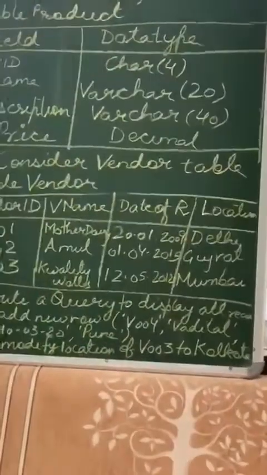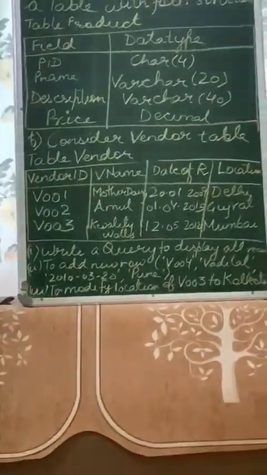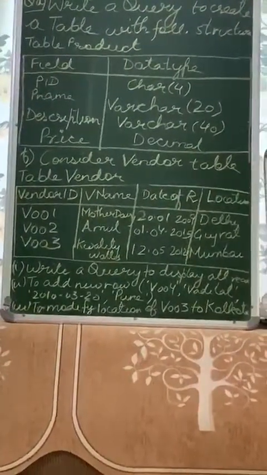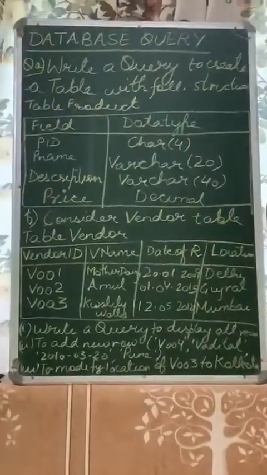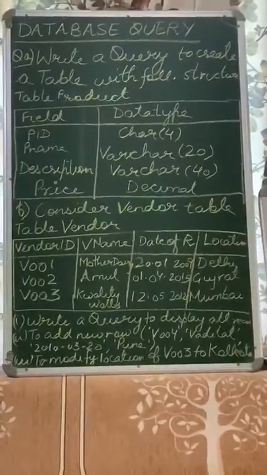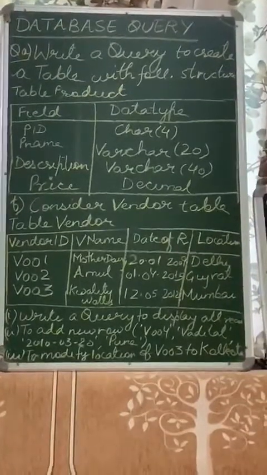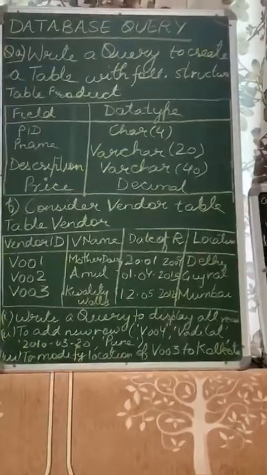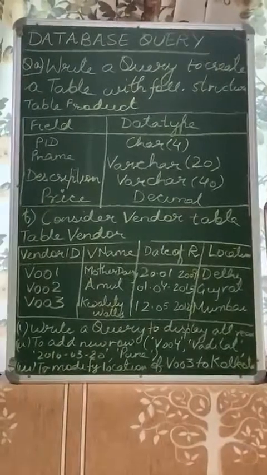Now the B part of the same question says, now consider the vendor table. Now the table vendor has the following fields. The name of the table is vendor, V is capital, and it has the following fields: vendor ID, then V name, date of registration and location. Now vendor ID has V001, the vendor name, first name is Mother Dairy, date of registration is 20.01.2009 and the location is Delhi.